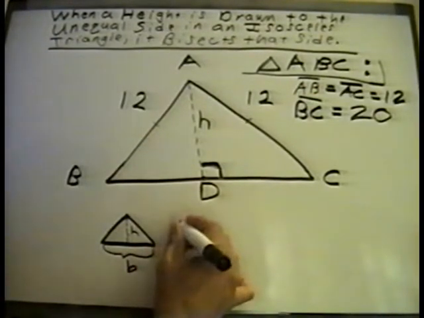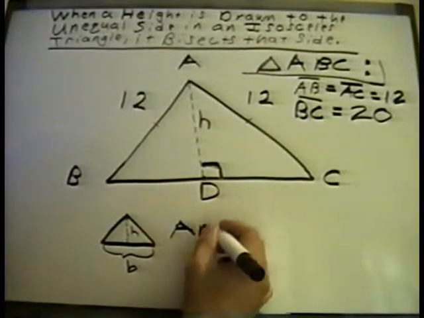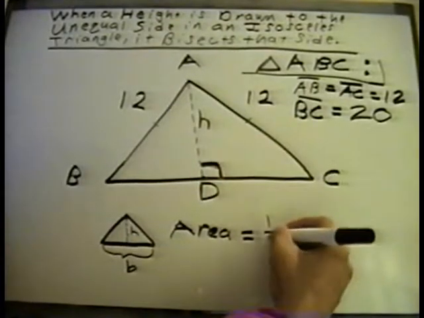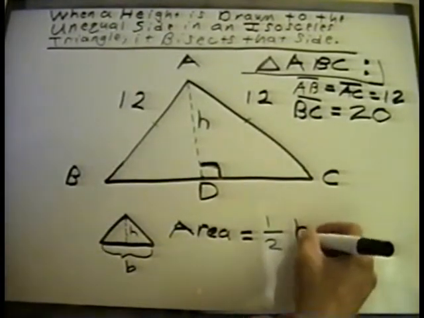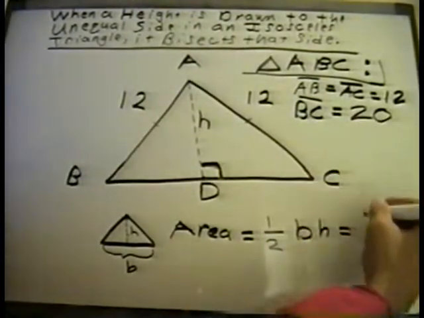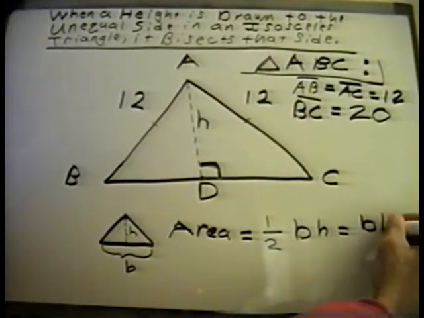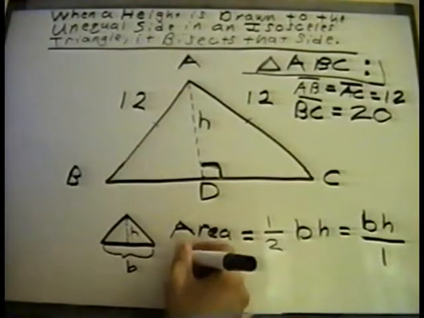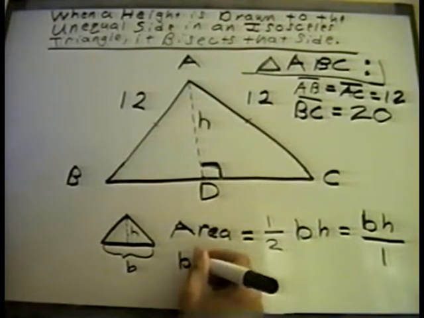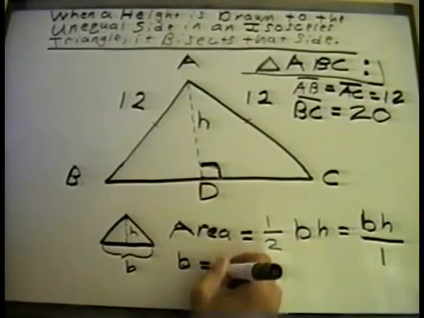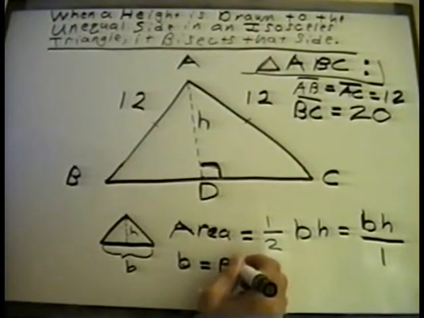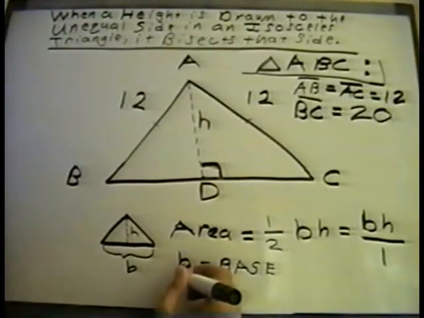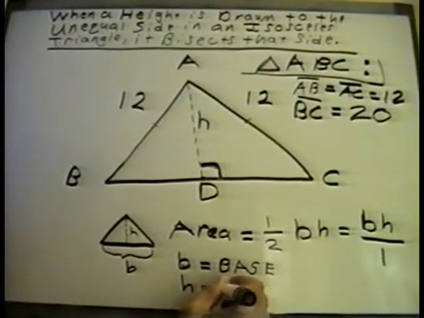Now the area, the surface area that any triangle covers, is 1/2 the base times height, or BH over 1. So B is the base, and H is the height.